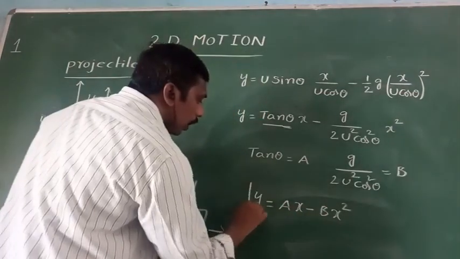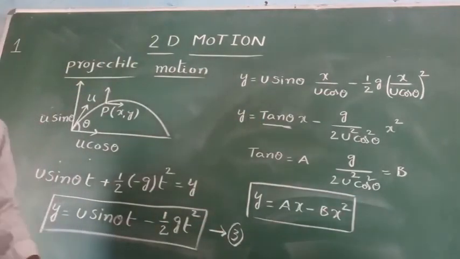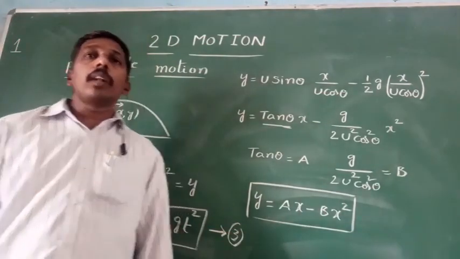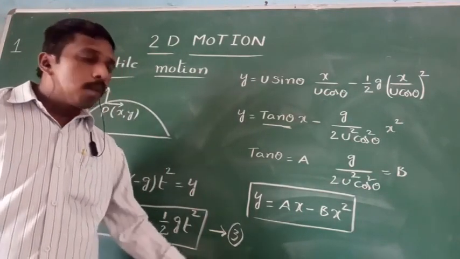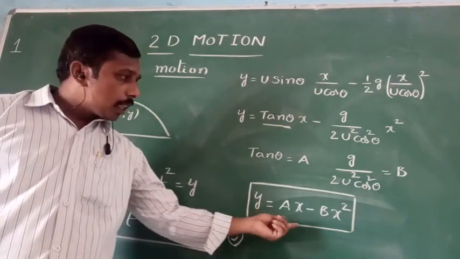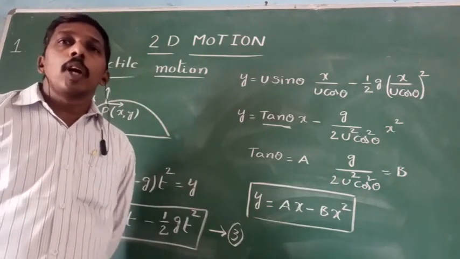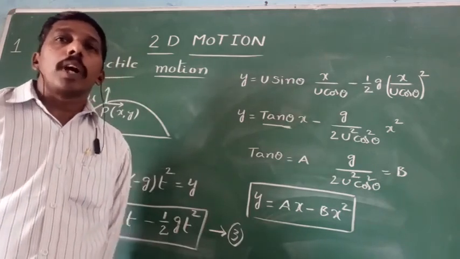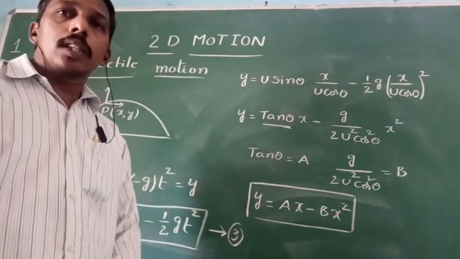This equation represents a parabola. So the path of the projectile is a parabola, because y is equal to ax minus bx square represents a parabola. From this we conclude that the path of the projectile is a parabola. Okay. So in the next class we can continue.